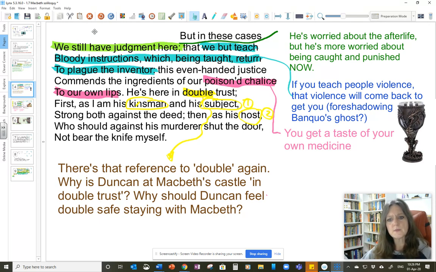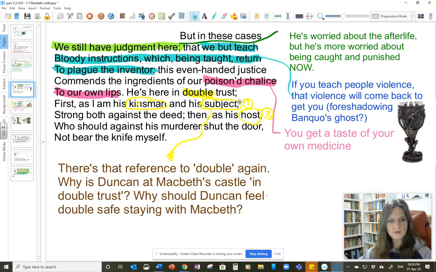But it also got me thinking that perhaps this line, we teach bloody instruction, which being taught return to plague the inventor, could it be foreshadowing Banquo's ghost's appearance in Act 3 at the banquet? He had Banquo murdered brutally in cold blood, and then Banquo can't rest, and he comes back to wreak his revenge at Macbeth's important party.